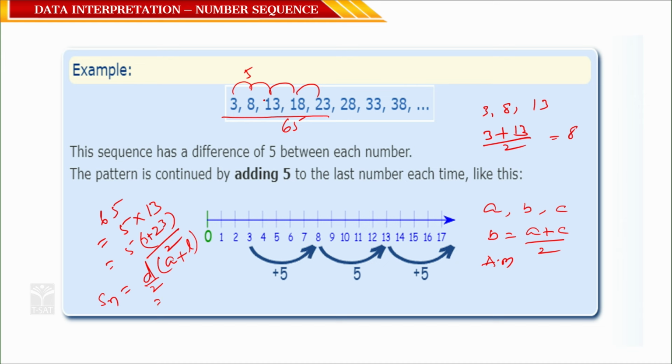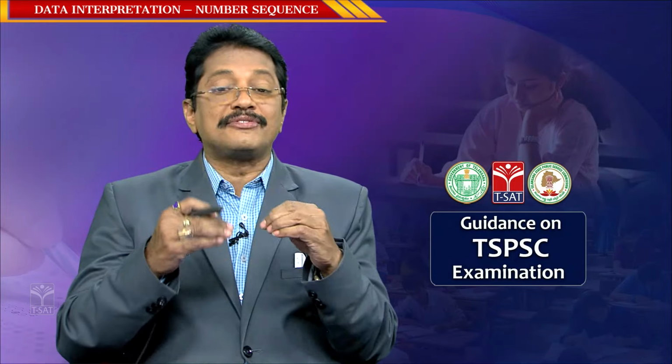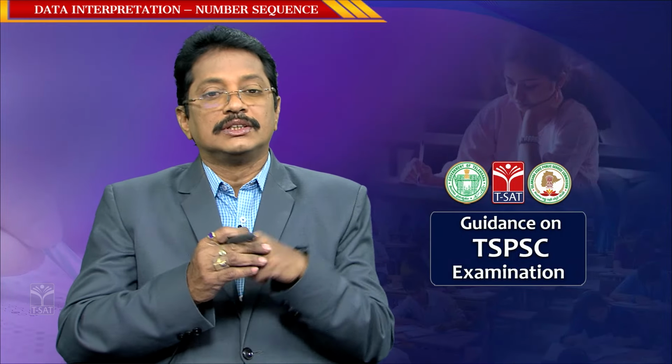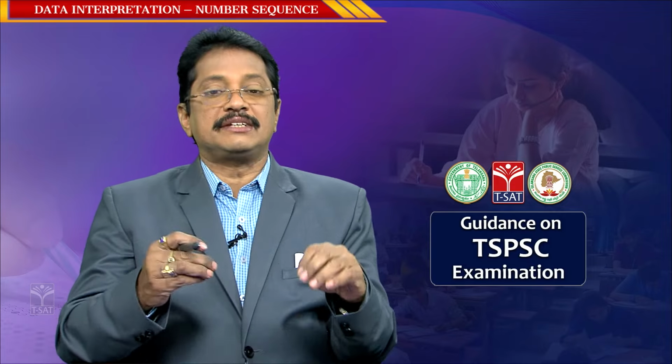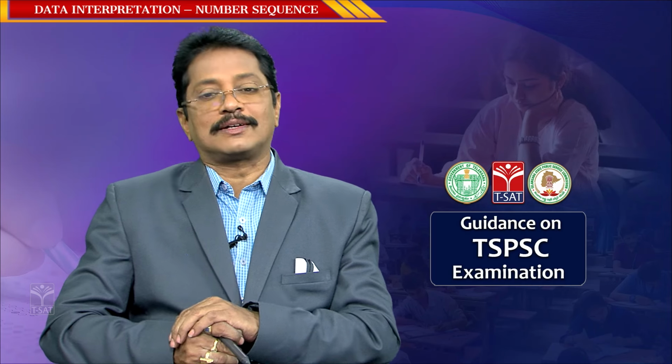Here the common difference is D, and the number of terms is 5, which coincides and you can call it n also. So n by 2 of A plus L is one formula, where L is A plus n minus 1 into D, correct? So we can say n by 2 of 2A plus n minus 1 into D. This is one more formula to find the sum of n terms of an arithmetic progression. Especially for this number sequence, you have to derive the formulas yourself. That is a very, very important logic.